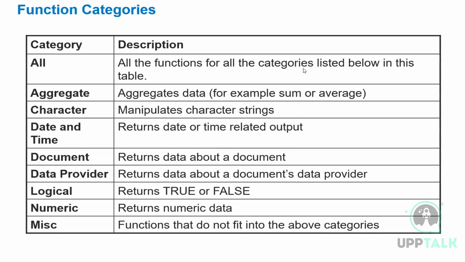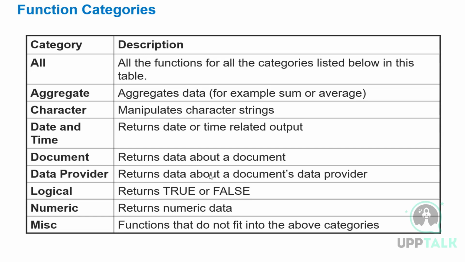All means it will come under all. Aggregate means sum or average. Character functions manipulate character strings. Date and time returns date or time related output. Document returns data about a document, like who has refreshed it, when it was last refreshed, what the document name is. Those kinds of things can be achieved using document functions.